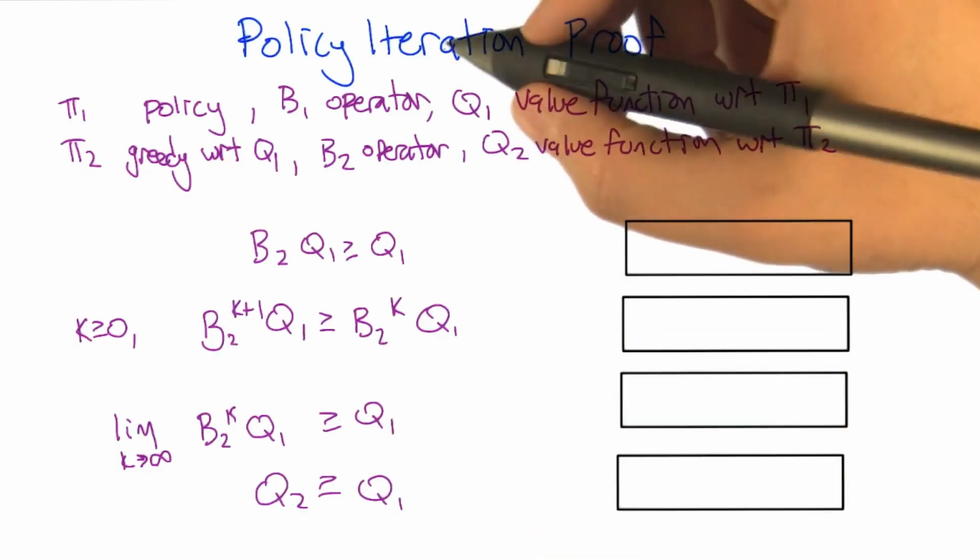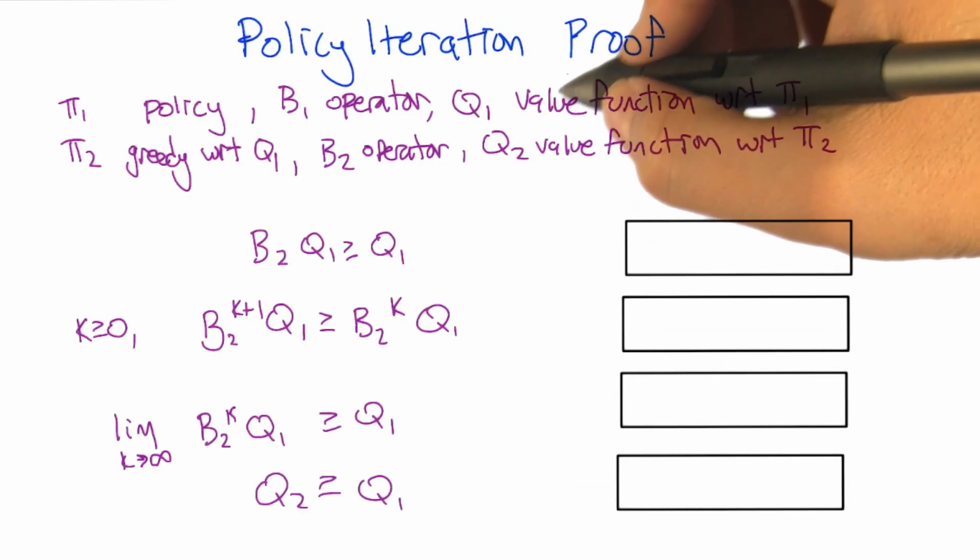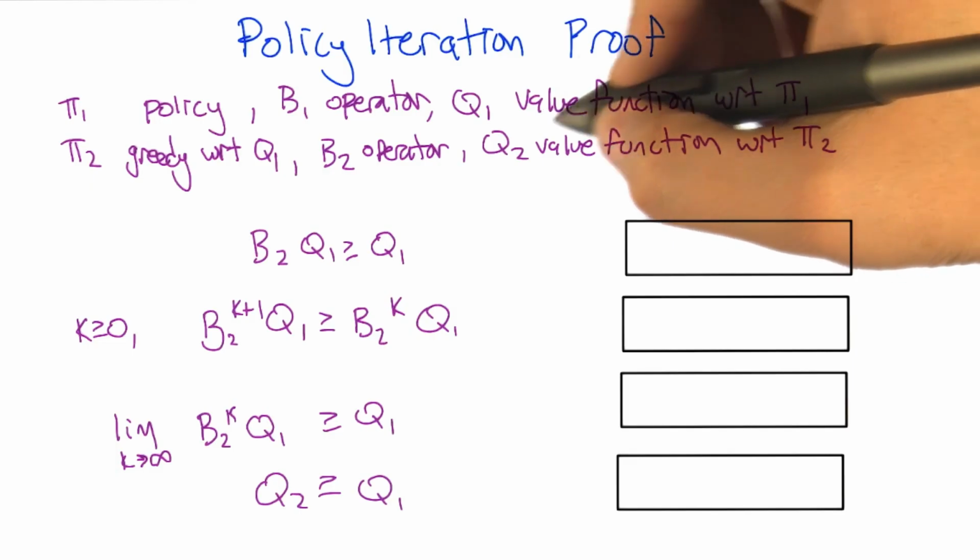Now we have all the pieces to put together a proof of policy iteration. And since you have all the pieces, you should be able to do it yourself. So here's what I'm doing.